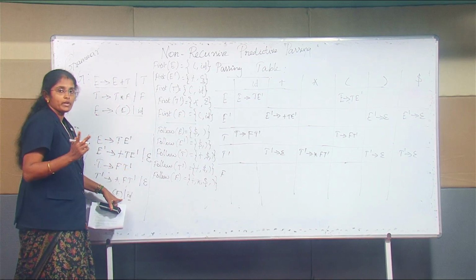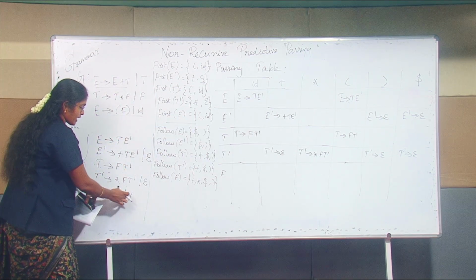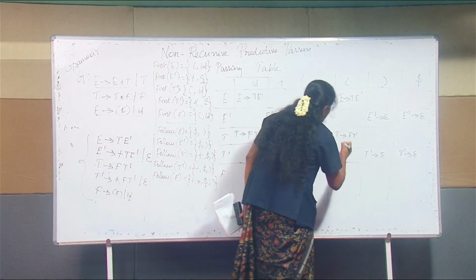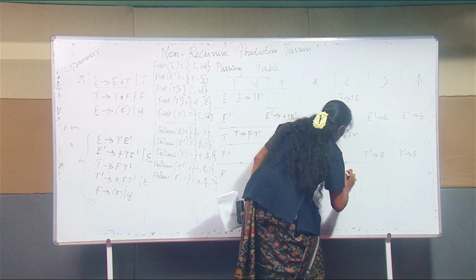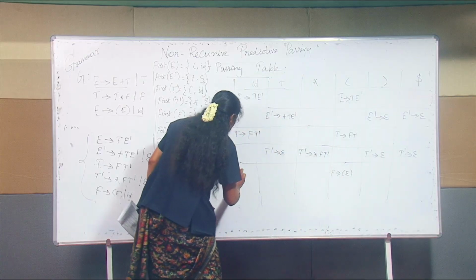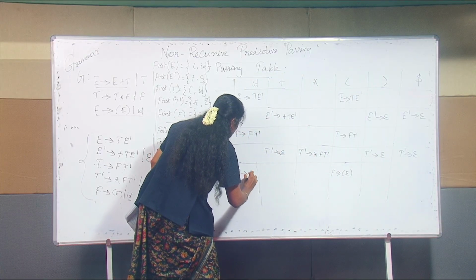Next, first of F contains open bracket and ID. F contains two productions, so for open bracket and ID we have to write them separately. For open bracket, F tends to open bracket E close bracket. Then for ID, F tends to ID.